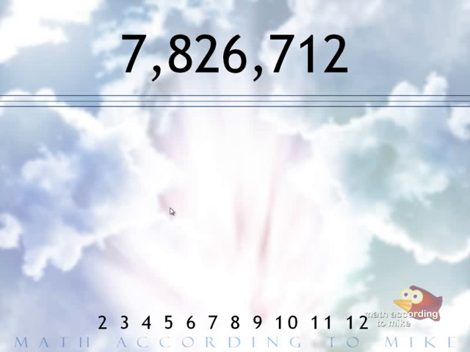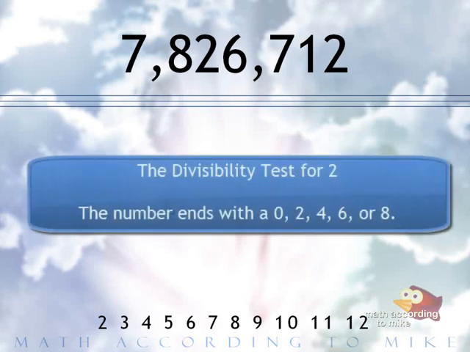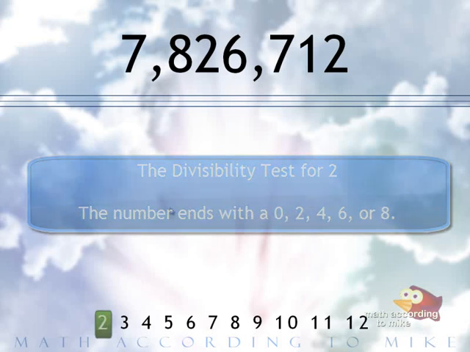Let's start off with 2. 2 is a very easy number to check. Basically, if your last digit ends with a 0, 2, 4, 6, or 8, in other words, if your last digit is even, that means the entire number is divisible by 2. Our number ends with a 2. Hooray! Which means 7,826,712 is divisible by 2. Nice one, you just have to look at it.